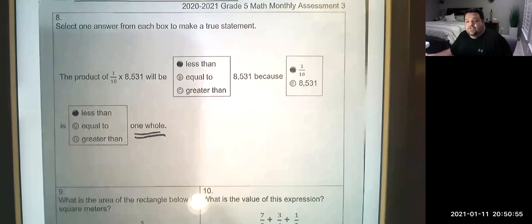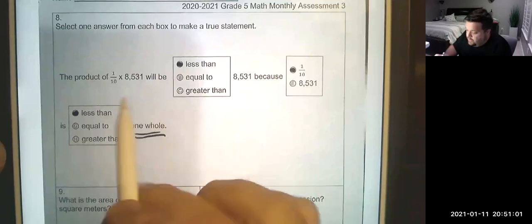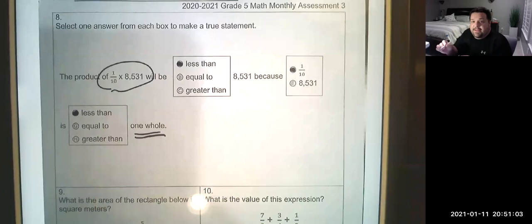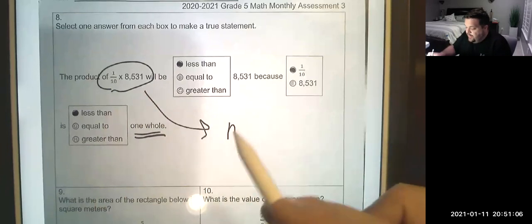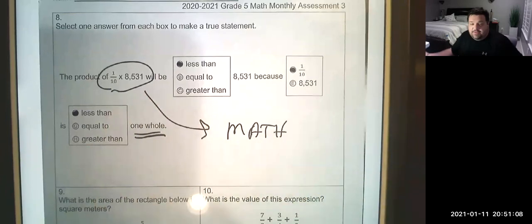So I know that one's a little tricky, but you have to read through all the choices. Only one of those things makes sense. Now, here's the problem. If you don't know the rule, you can still do the math. You can solve it by multiplying that, and you'll see that it gets less.